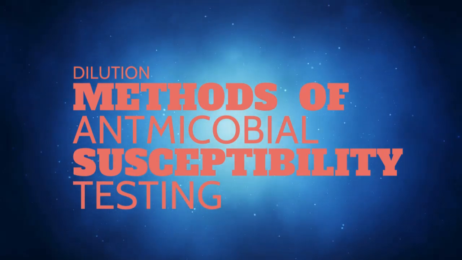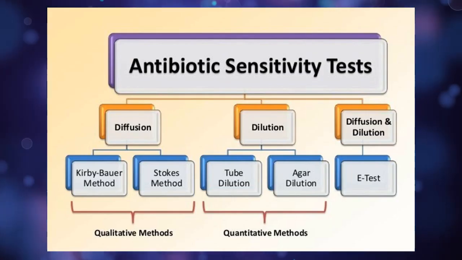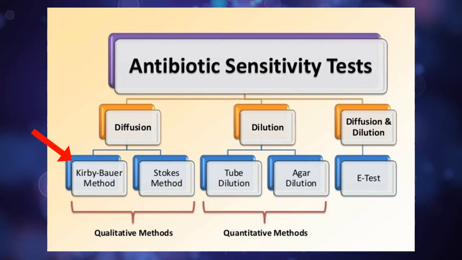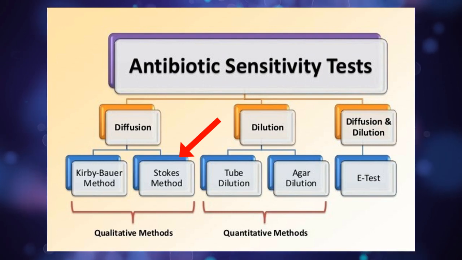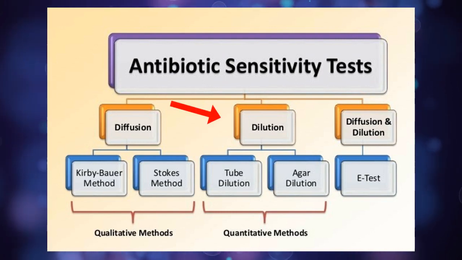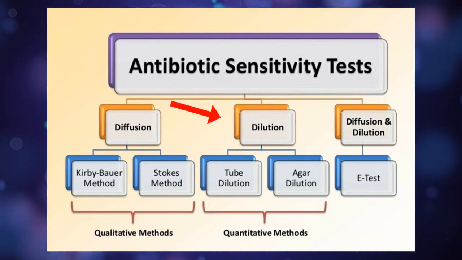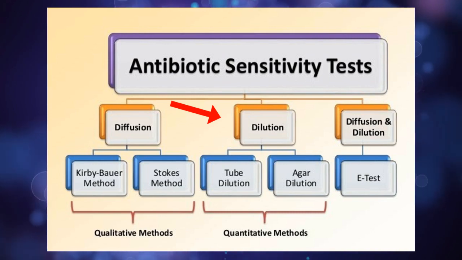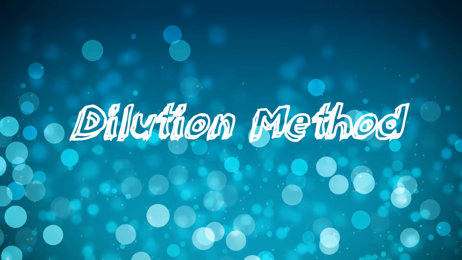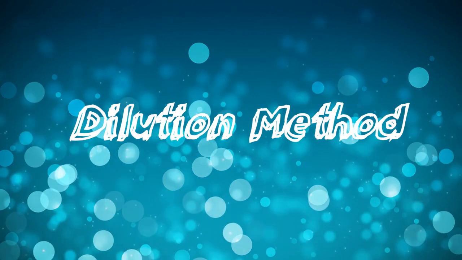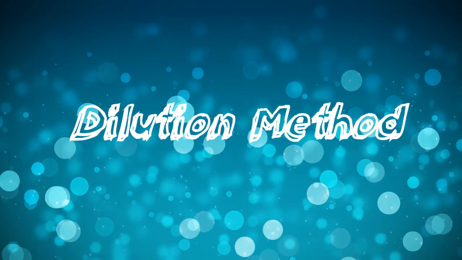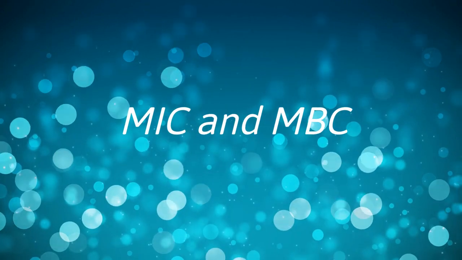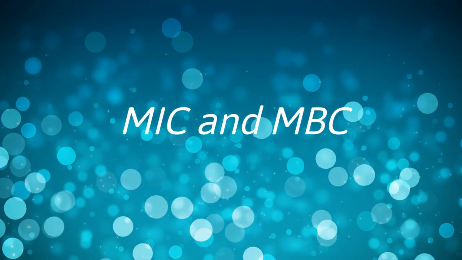In my previous video, I covered various disk diffusion methods which included Kirby-Bauer and the Stokes method. Today I'll be focusing on various dilution methods which include broth and agar dilution methods. The dilution method is the oldest antibiotic susceptibility testing method that determines the MIC of an antimicrobial agent.